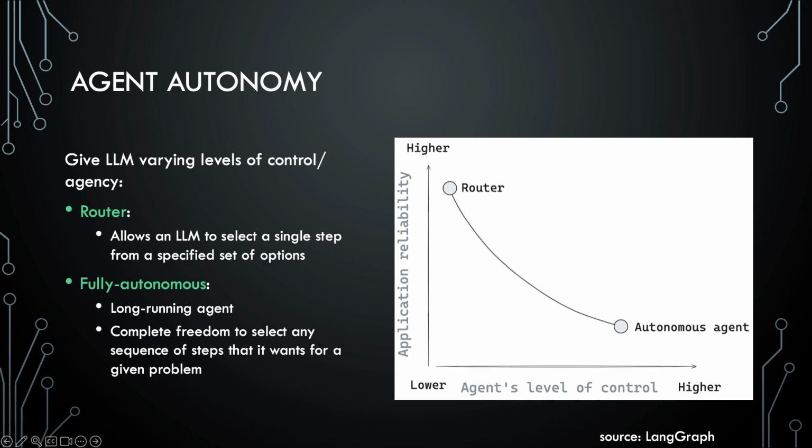Let me elaborate on router systems. These represent the lowest level of agentic approach. The LLM selects a single step from the specified options, making them more restricted than fully autonomous agents. The trade-off is that there is a higher degree of application reliability. There's at least some amount of determinism baked into the application because a developer has decided which next steps are possible or allowed. Fully autonomous agents, on the other hand, are long-running agents with many available actions. They have complete freedom to select any subset of steps. This provides the highest risk but also maximum flexibility.